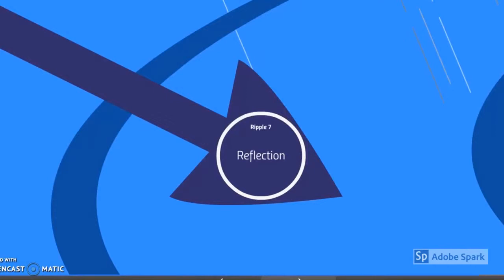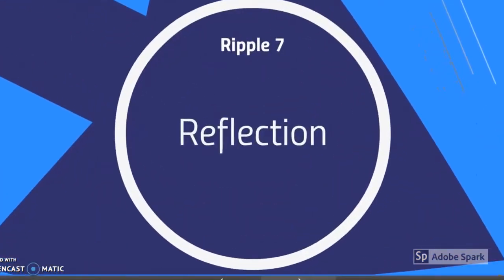Ripple number 7 is reflection, and reflection is an important part of the design process. Taking the time to reflect on the learner gaining the desired knowledge and then redesigning and modifying as needed is an important part of instructional design.